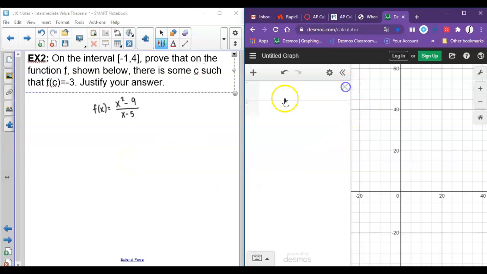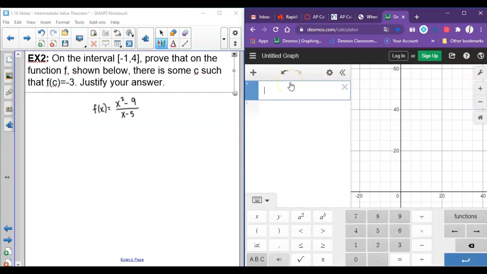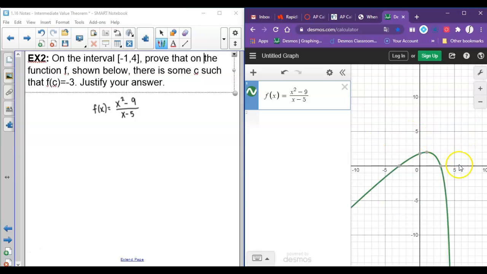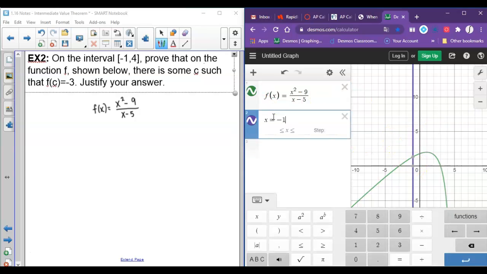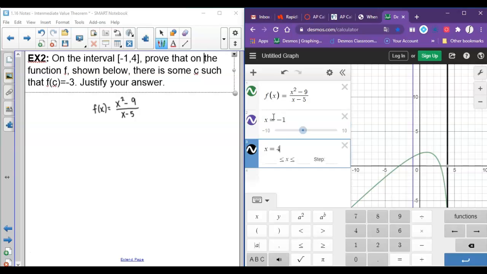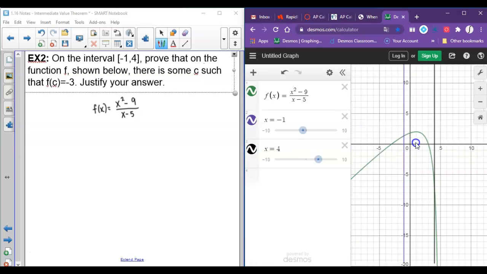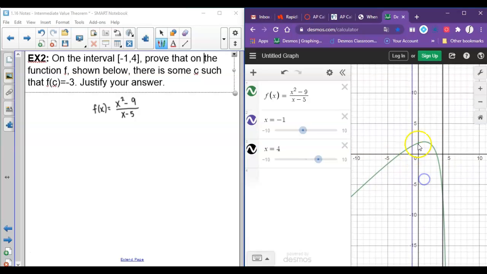And so if I graph f of x equals x to the second minus 9 over x minus 5. This graph does have a discontinuity. However, that discontinuity is over here at 5. And we are only looking at this graph from x equals negative 1 to x equals 4 here. So we're only looking in between these two pieces of the graph right here. So that discontinuity does not give us any problems because it does not fall in between these.